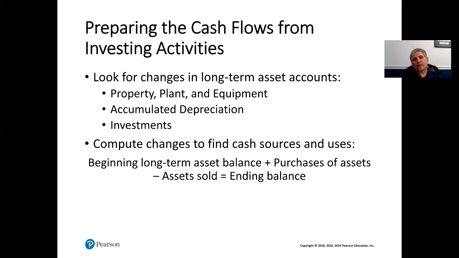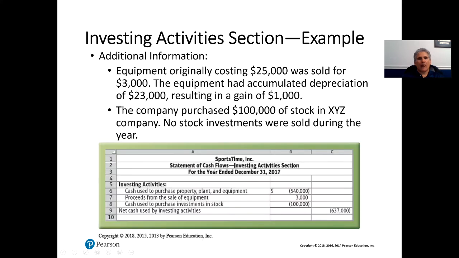Now we're going to go over to investing activities. Not only are we going to look at the comparative balance sheet, and we're going to look specifically for property, plant, and equipment, accumulated depreciation, and investments. But we're also going to use this formula to help us understand the changes to find the cash sources and uses. Beginning long-term assets plus purchases of assets minus assets sold will equal the ending balance.